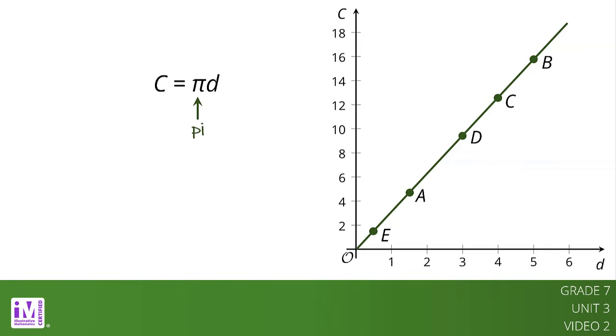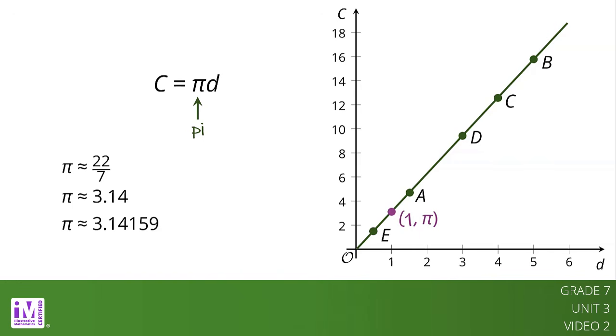We use this symbol to represent pi. Some frequently used approximations for pi are 22/7, 3.14, and 3.14159. But none of these is exactly pi. The point (1, pi) also lies on this line because pi is the constant of proportionality for this relationship.